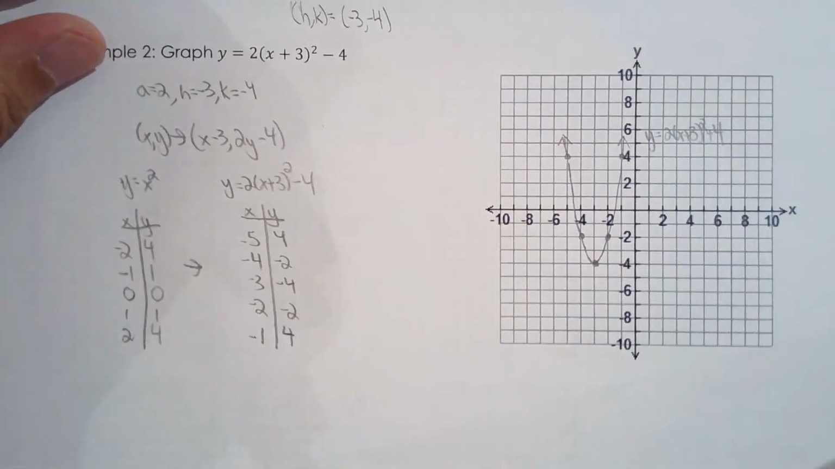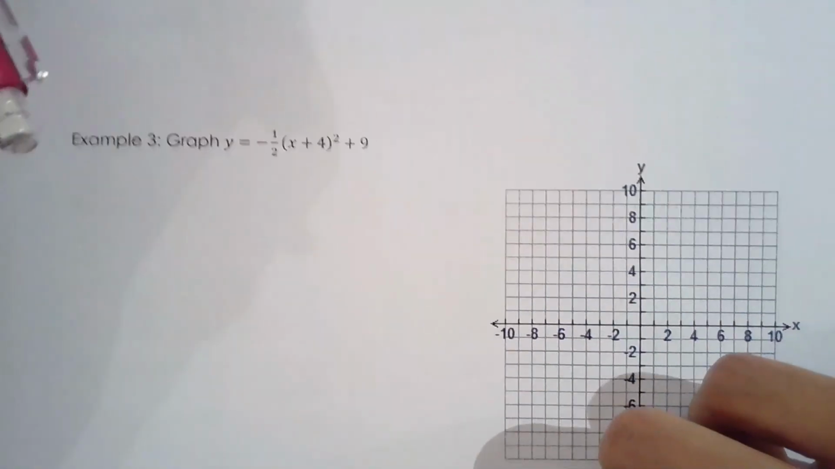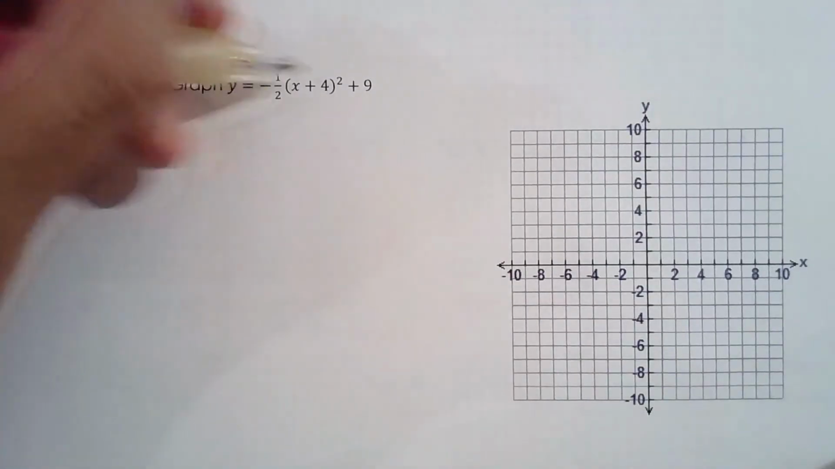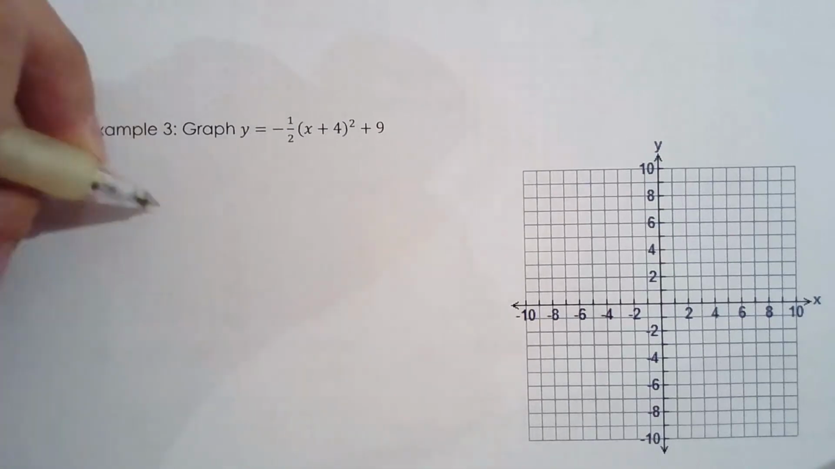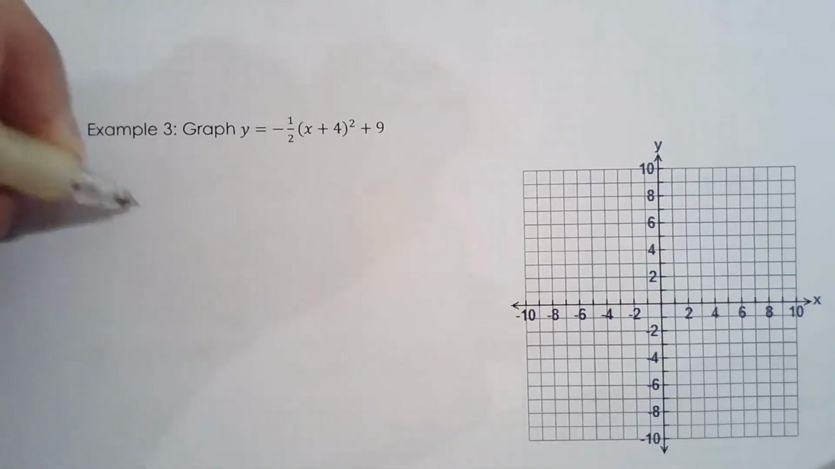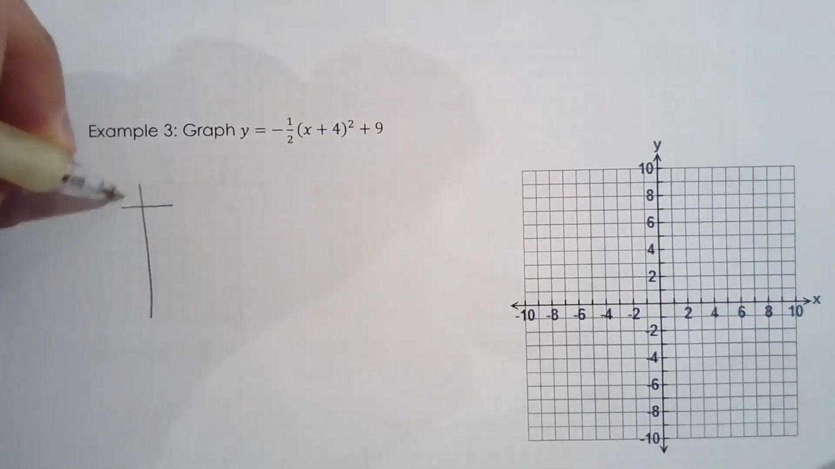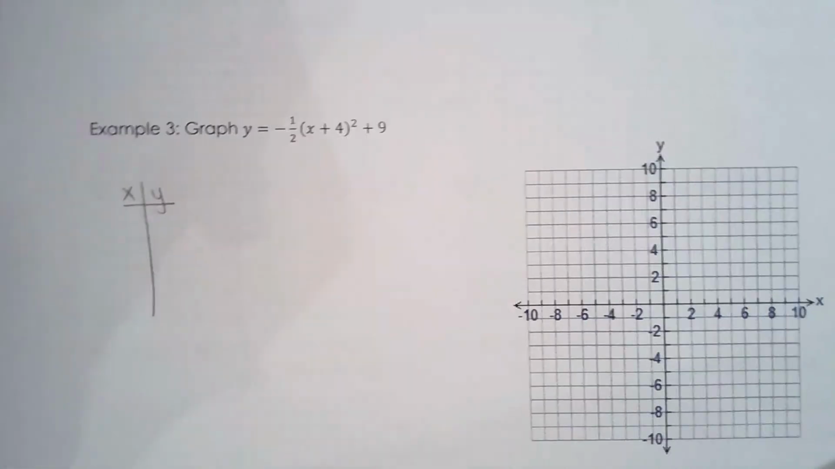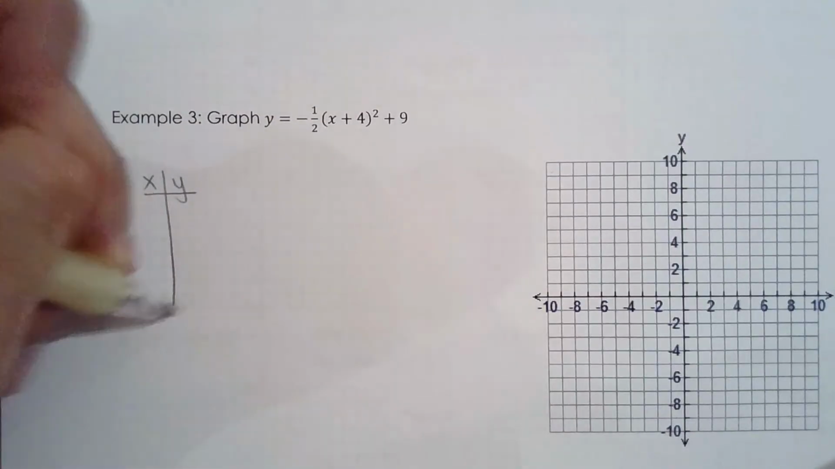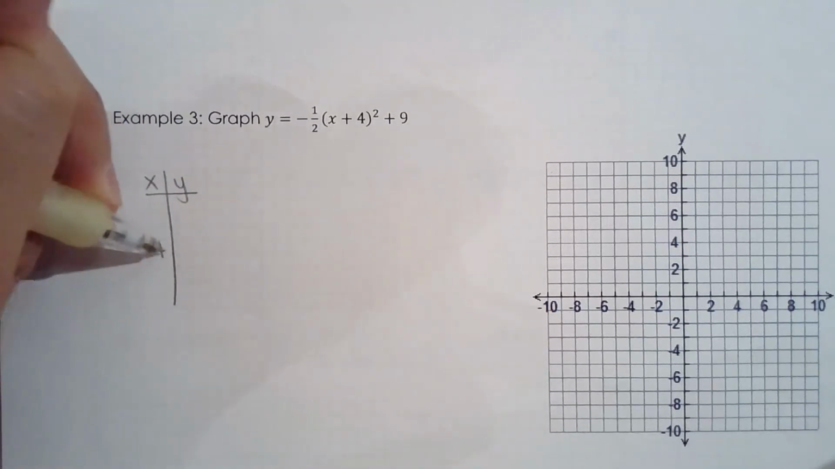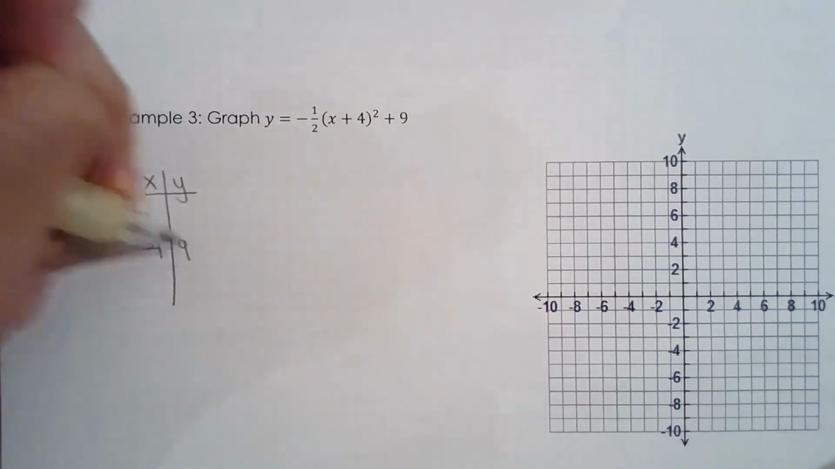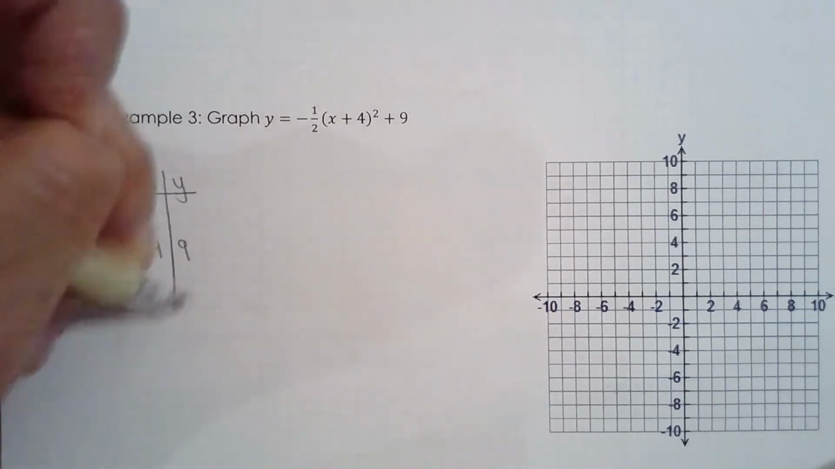Okay. So, you know what? Let's talk about this one. So, from here, for example, I don't need to do the mapping rule. Let's just write down the key points that I will get from this table. I need 5 points. Why not? 5 points would be beautiful. So, -4, 9. That is the vertex. I find 2 points to the left, 2 points to the right.